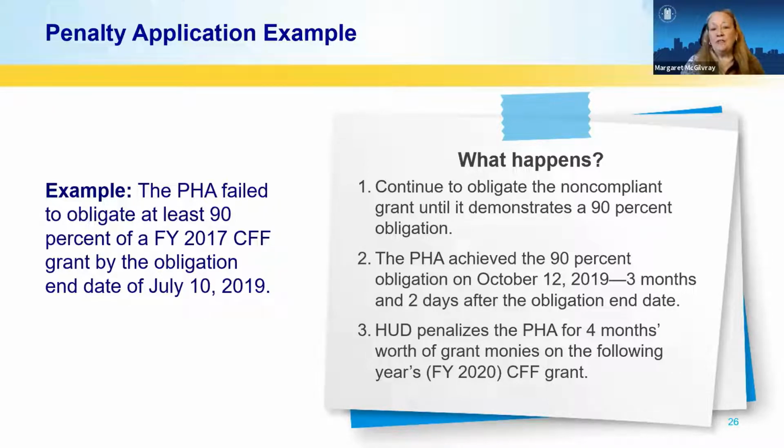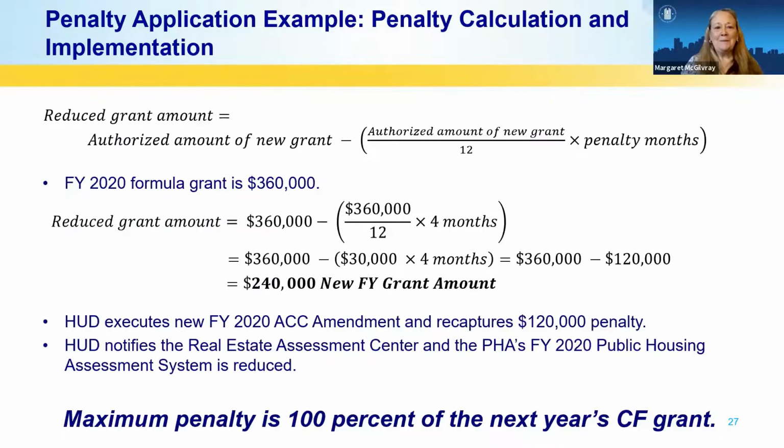And so, for instance, if they achieve the 90% obligation by October 2019, which is 3 months and 2 days after the obligation end date, then HUD is going to penalize that housing authority for 4 months' worth of their grant monies in the next year, or their FY 2020 capital fund grant.